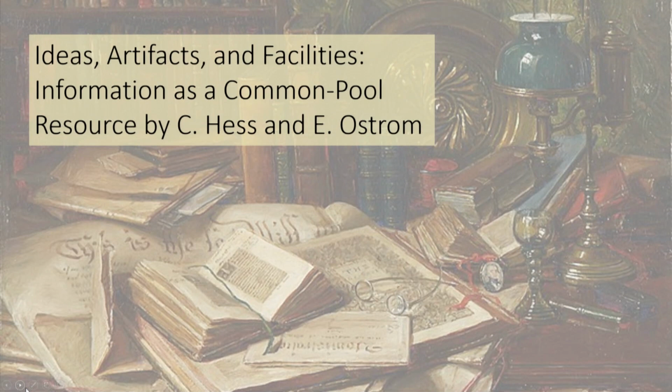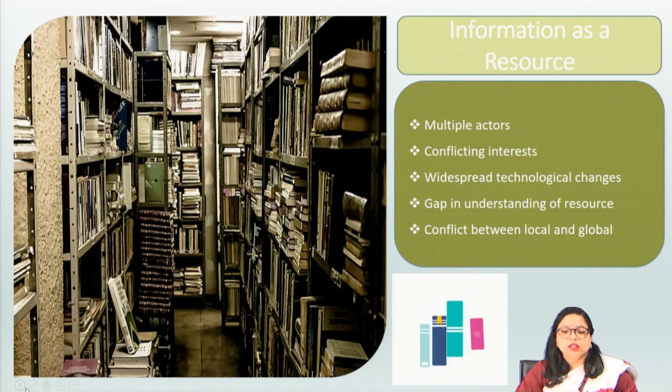The first one is based on an article named Ideas, Artifacts and Facilities: Information as a Common Pool Resource by Charlotte Hess and Elinor Ostrom. In this article, the authors treat information as a resource and discuss how the arrangements around it are gradually changing with the advent of digital knowledge. The domain of knowledge or information as a common pool resource is complicated, as there are multiple resource users. Thus, a lot of interests are in conflict with each other. Unprecedented changes in technology, gaps in understanding of the resource, and conflict between the local and the global locations.